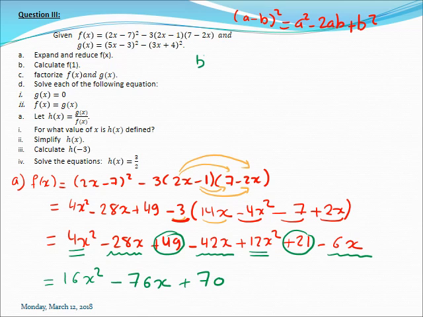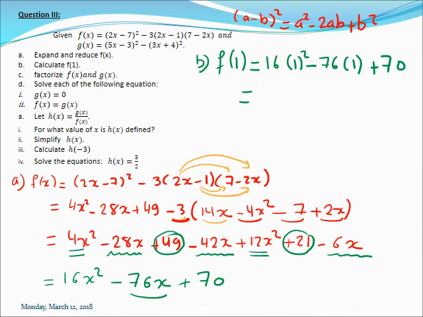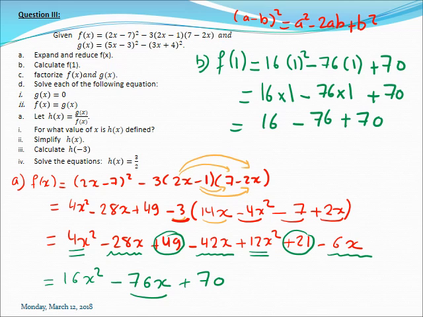Now part B. Calculate f of 1. F of 1, substitute instead of x 1. F of 1 equals 16 times 1 square minus 76 times 1 plus 70. 1 square is 1, 16 minus 76 plus 70, so it's equal 10.